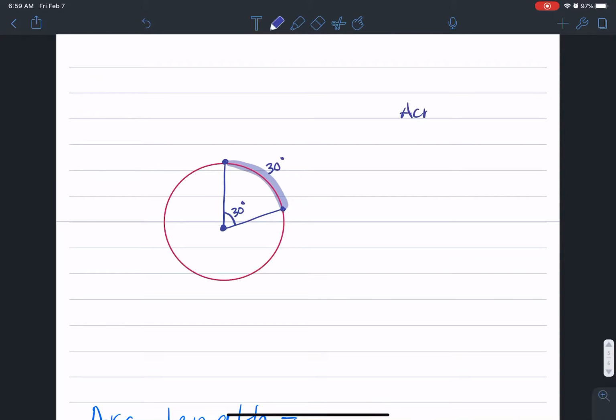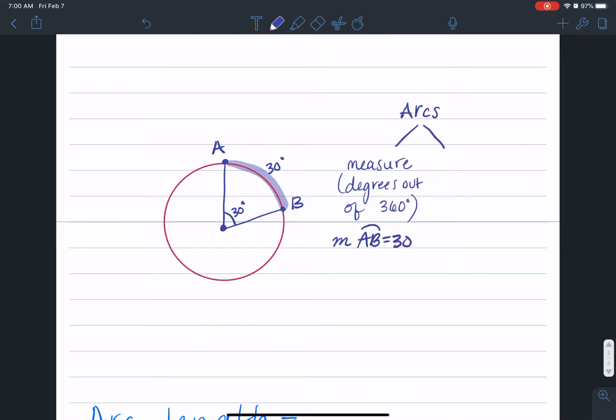Within arcs, you have two categories that you're going to be finding. You're either going to be finding the measure, that is in degrees, and it's going to be out of 360, no more than 360. It's going to look like this, a little m, and then we'll call this AB, and that's the measure. You are also going to have to find the length of arcs.